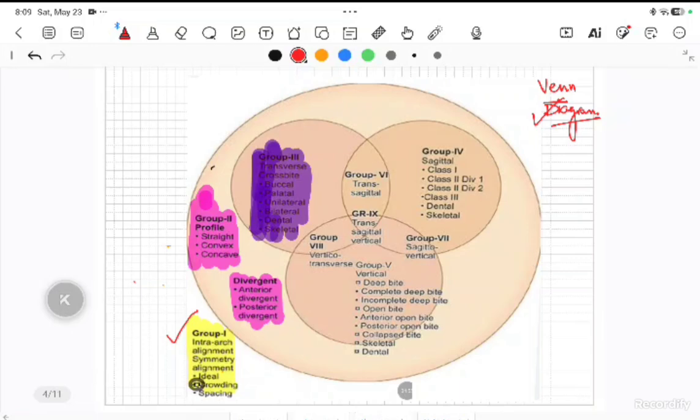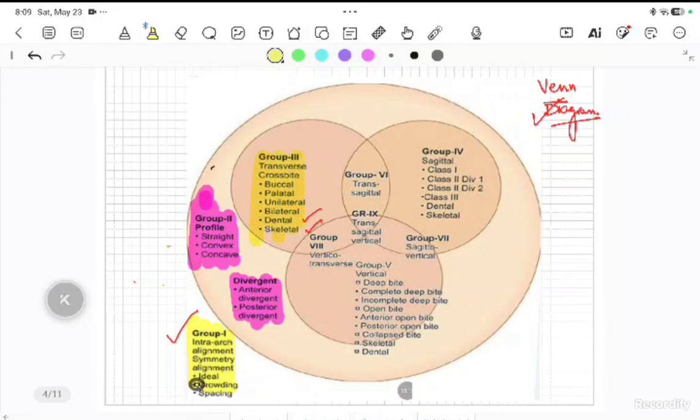Now you also have to keep in mind whether it is a dental or a skeletal crossbite. Okay, then what you are going to check is the third one. Third is done. Okay, group 3 is done.